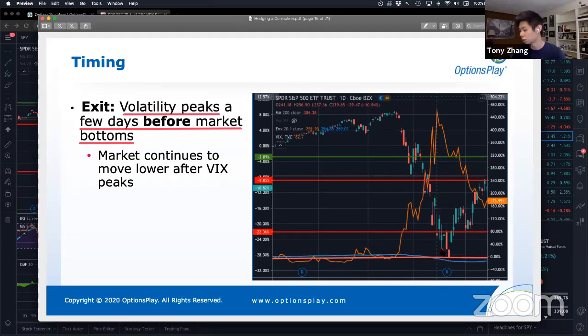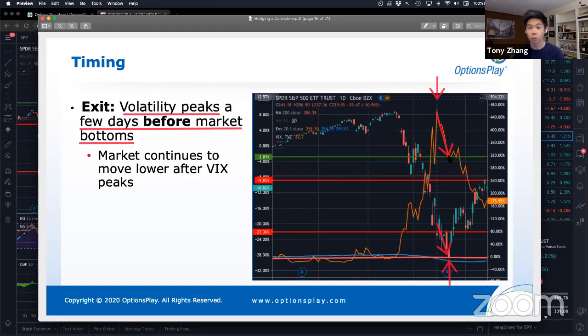I'll show you a chart here. The market bottomed, I believe, on March 23rd. The VIX actually peaked here on March, I think it was the 17th or so. So quite a few days before the actual market bottom, the VIX peaked. What you generally will see near a market bottom is that as the market continues to move lower, the VIX also moves lower along with it.